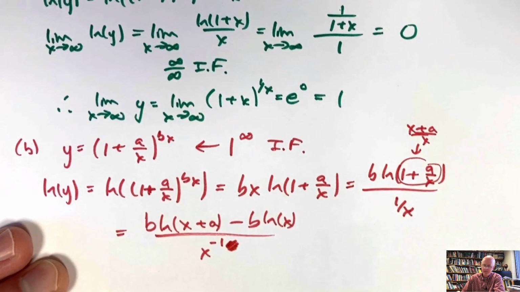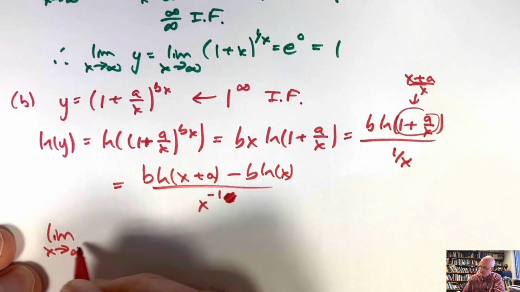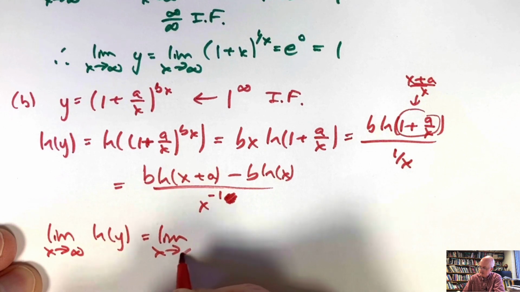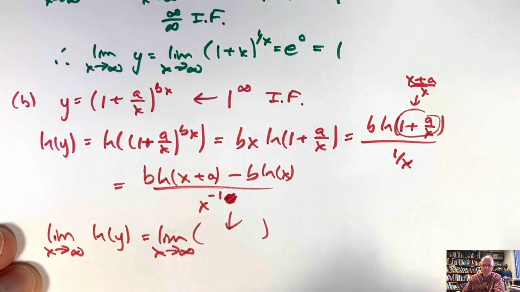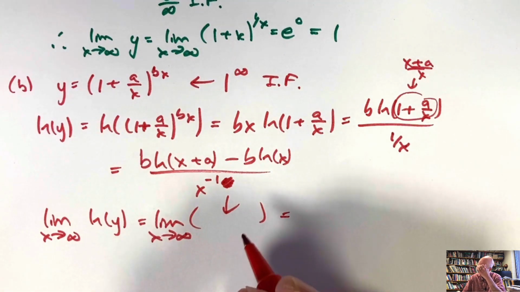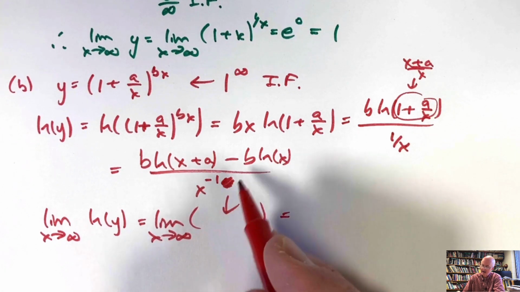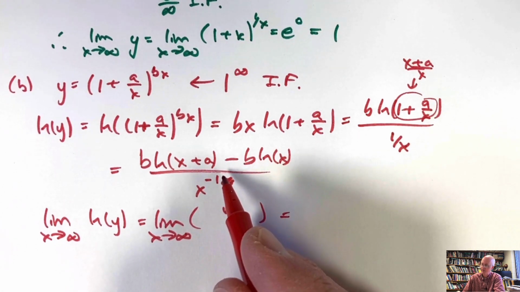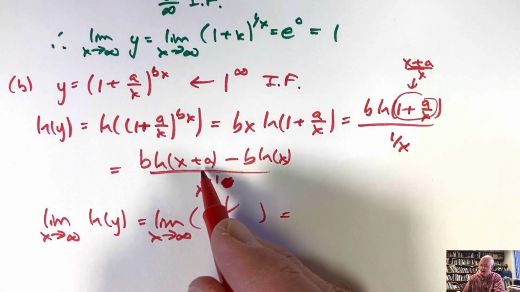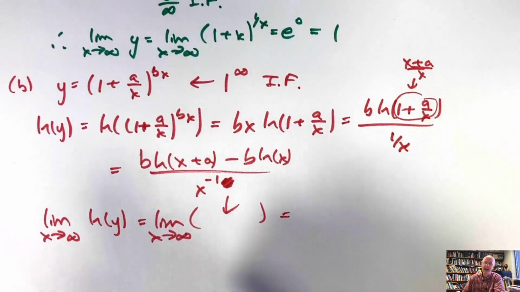Ignore that mark there. What now is the limit as x goes to infinity of the natural log of y, which would be the limit as x goes to infinity of this entire thing here. This is now a fraction that could be thought of as x gets large as a 0 over 0 indeterminate form. Now, technically speaking, I haven't really proved that the top goes to 0 as x gets large, but it should be intuitive. Natural log of x plus a minus natural log of x as x gets really large, and a is fixed. The a doesn't really matter much.